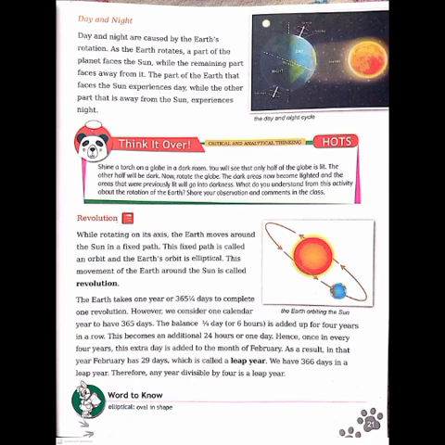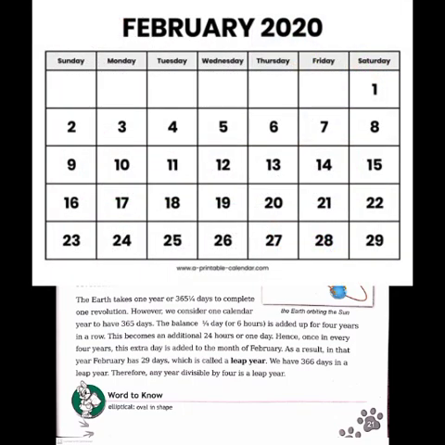once in every 4 years, an extra day is added to the month of February. As a result, in that year February has 29 days, which is called a leap year. A leap year comes every 4 years in the month of February. We have 366 days in a leap year. Therefore, any year divisible by 4 is a leap year.